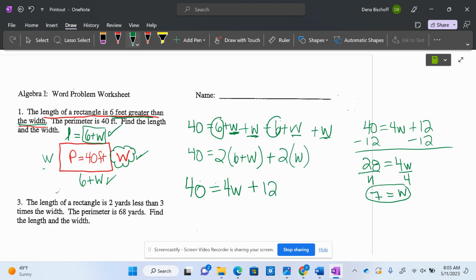Now it's asking me to find the length and the width. I have to find the length and the width. So if W is 7, what is my length? If W is 7, what is my length? Yeah, 6 plus W. So it's going to be 6 plus 7, which is what? Yeah, so my length is 13.